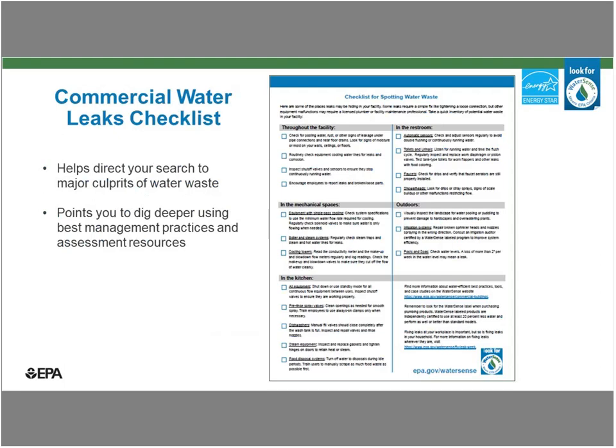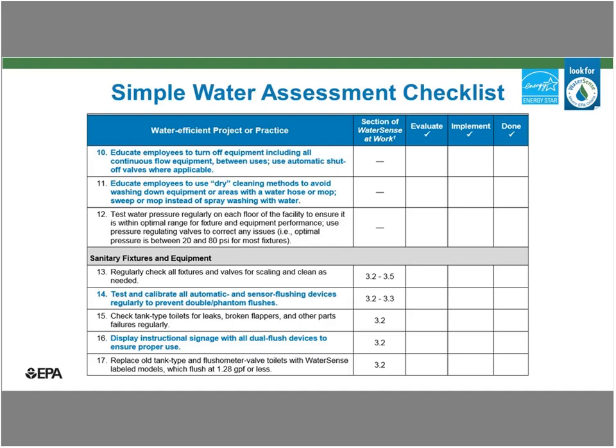So this is just a picture of the leaks checklist, and it's kind of basic, but it does go through some ideas of places where typical water waste can be found. And then it points you to dig deeper in our best practices to get more information. This is just an example of the simple assessment checklist where you really just can take it out and go around and look and see, when you're next to that piece of equipment, what should you be looking for, and how to get more information on how to make it more efficient.